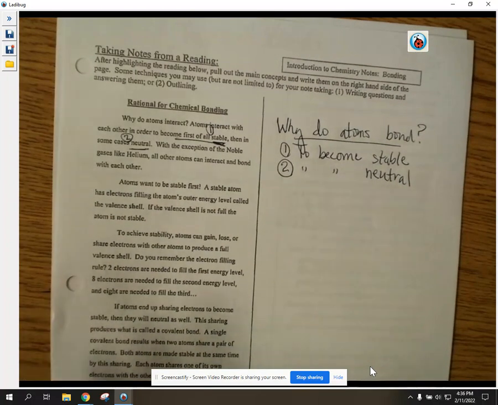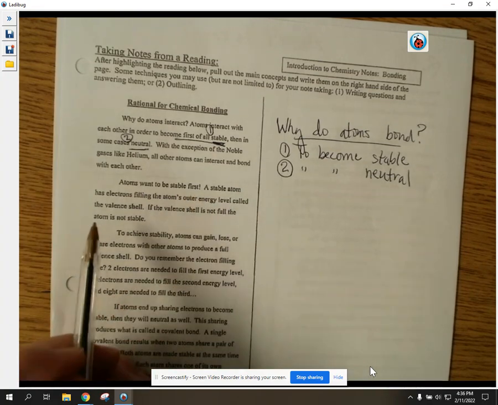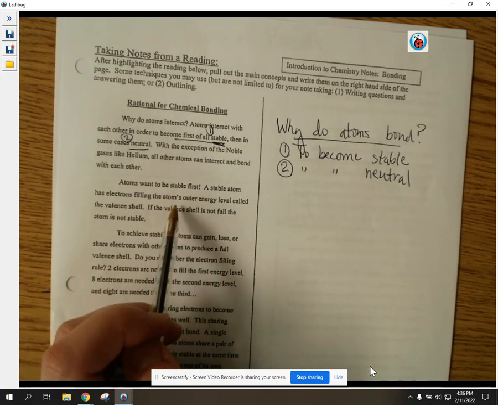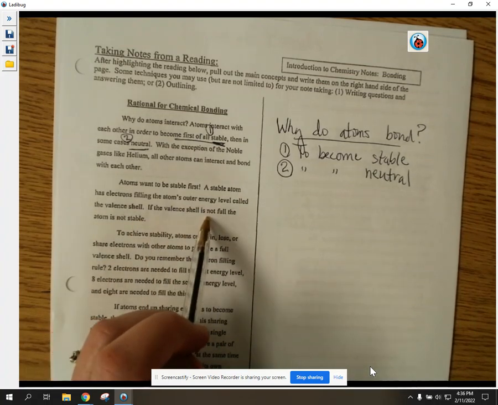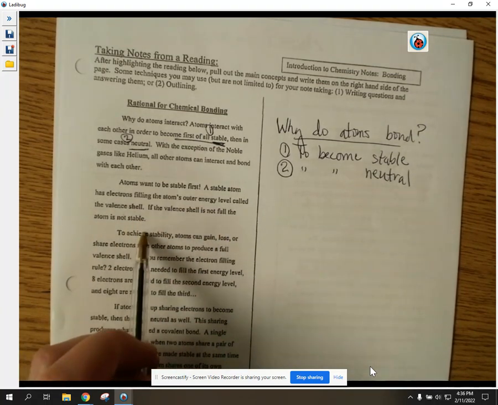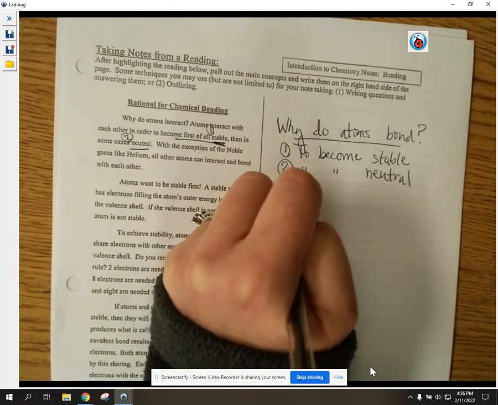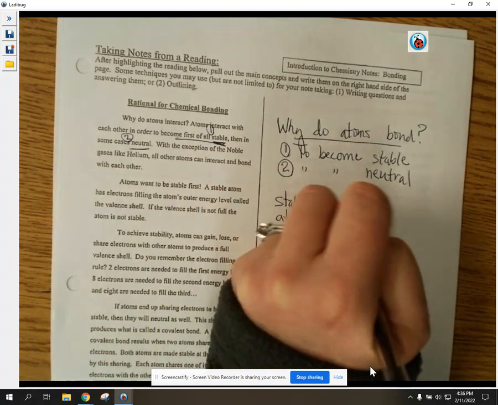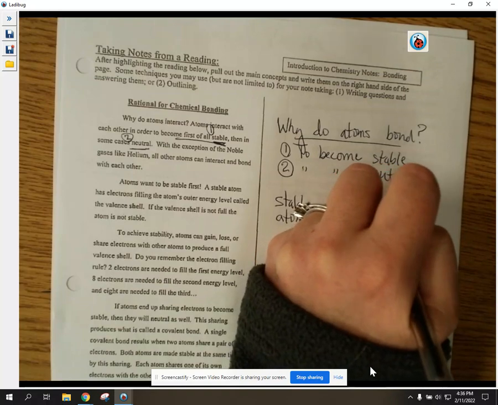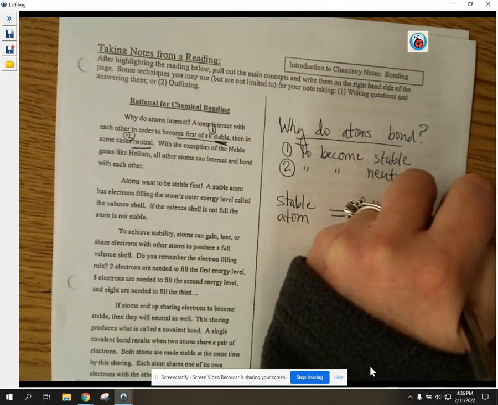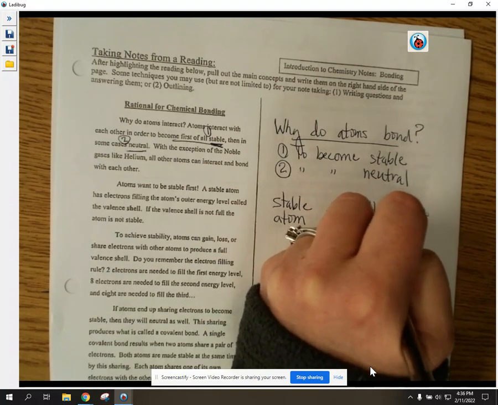Okay, we'll go ahead and do one more paragraph together. It says atoms want to be stable first. A stable atom has electrons filling the atom's outer energy level, called the valence shell. If the valence shell is not full, the atom is not stable. Okay, so what does a stable atom need? So a stable atom equals a full valence shell or outer energy level, right?